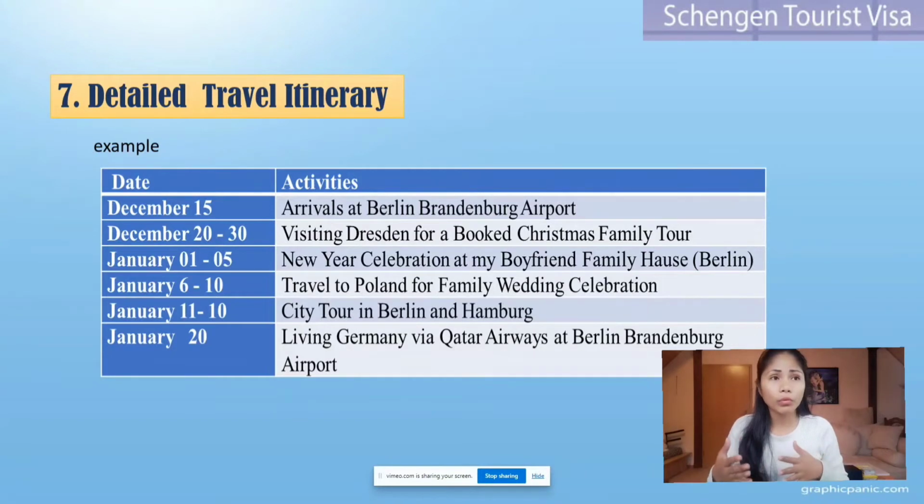For example, December 15, I will be arriving in Berlin Brandenburg Airport. December 20 to 30, visiting Dresden for a book Christmas family tour. That kind of title, guys, for your activity is enough for the embassy to understand. Hindi na kailangan, guys, ng day 1 traveling to Berlin by train, and day 2 like that, day 3, day 4, it's cost a lot of time, guys, and papagurin nyo din yung consul magbasa ng detailed itinerary nyo. So this is the correct way on how to do a detailed travel itinerary.